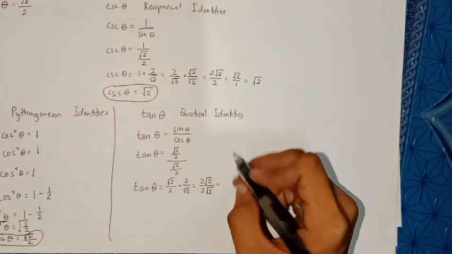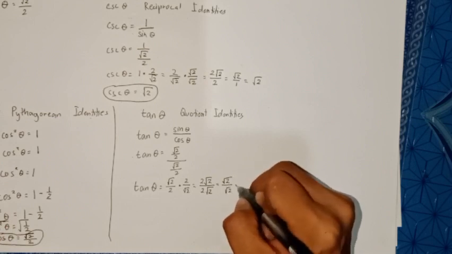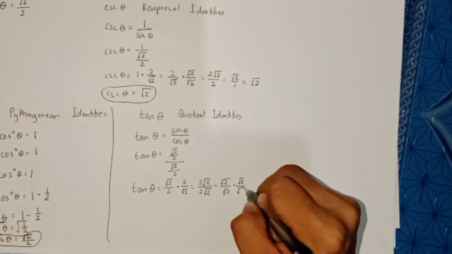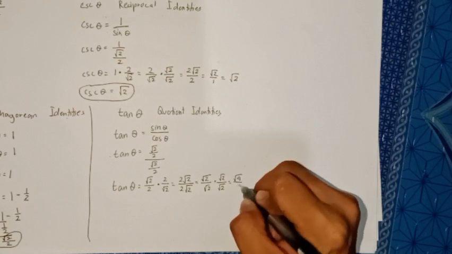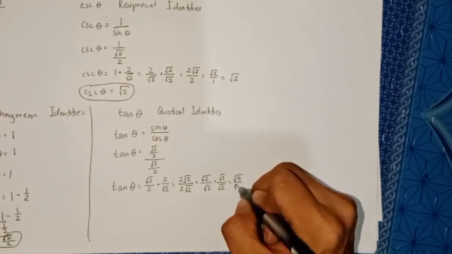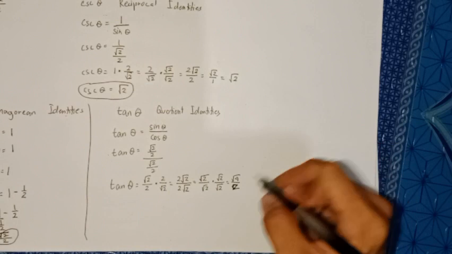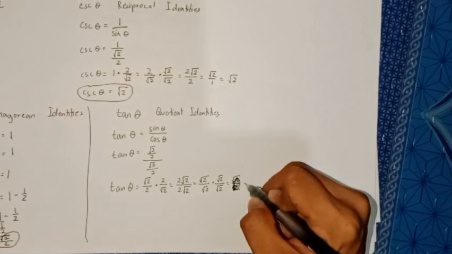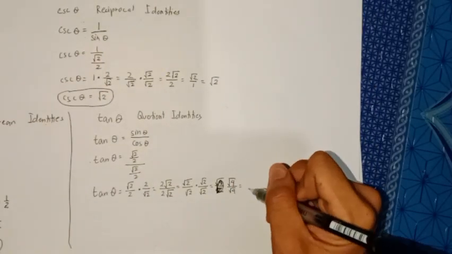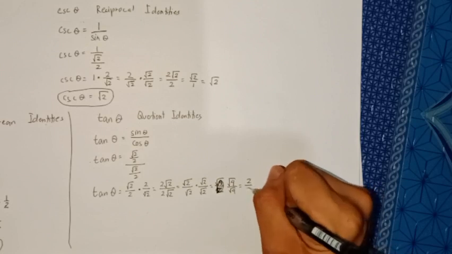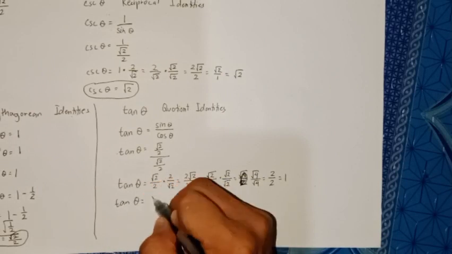Simplify, we have square root of 2 over square root of 2. Rationalize, we have square root of 2 times square root of 2, we have square root of 4 over square root of 4. We have 2 over 2 is equal to 1. So tan theta is equal to 1.